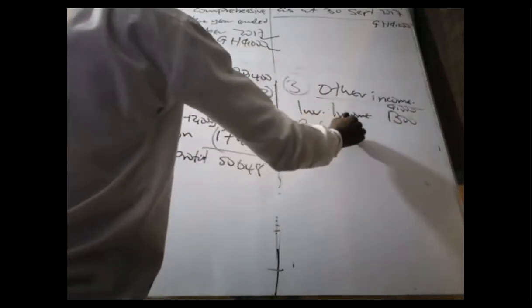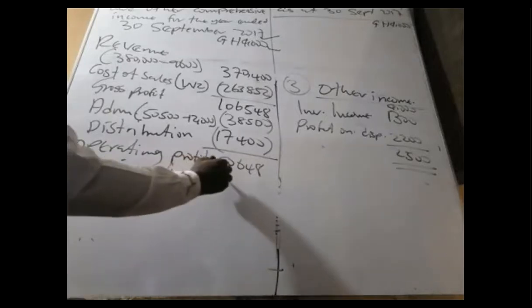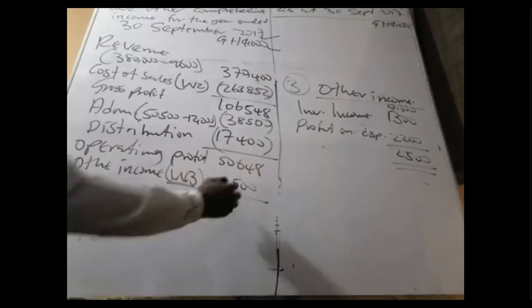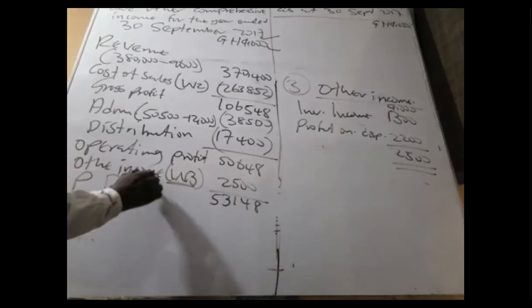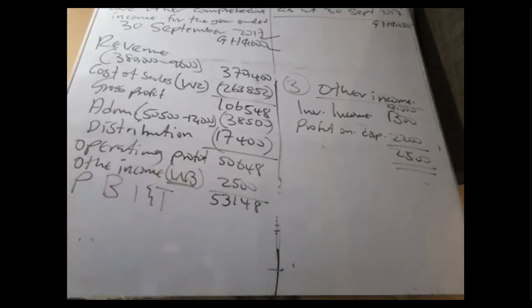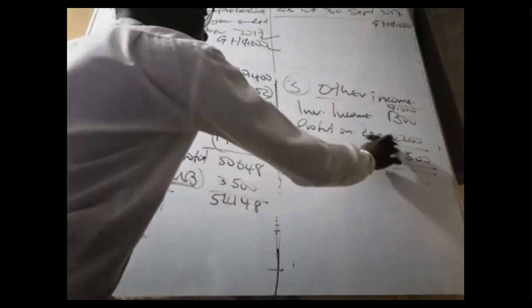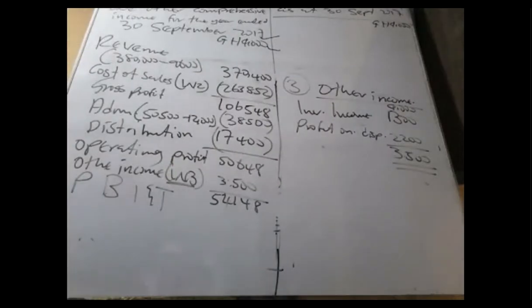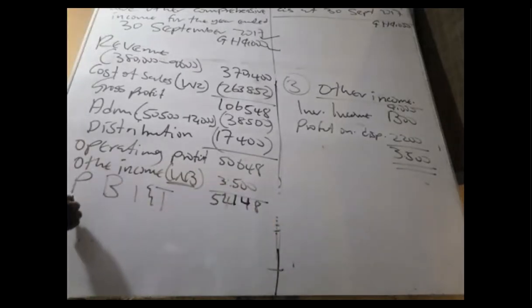And then profit on disposal, and that will be 2,200. If I put all together, it gives me 3,500. So other income, workings number three, refer the examiner, 3,500. Adding this, I get 54,148. We call this profit before interest and tax. Then it goes to interest, finance cost.